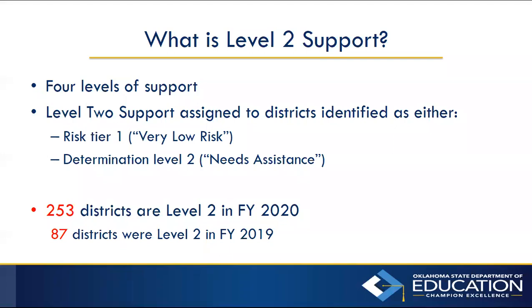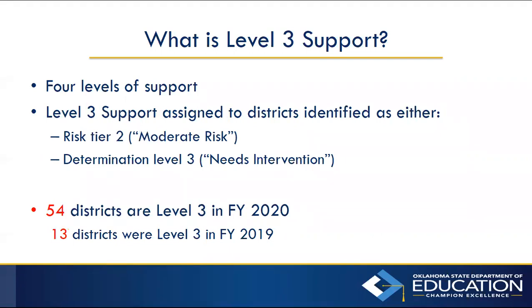There were approximately over 253 districts in level 2 this year and only 87 last year. So a jump in our level of supports for level 2 this year. Level 3 supports: if you were, for instance, a level 3 for determination needs intervention, or a level 2 for risk, we're taking whichever one is the lowest of the two. But there were 54 districts this year, and there were only about 13 last year.